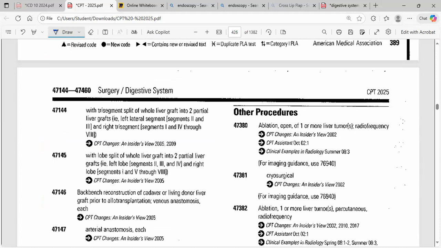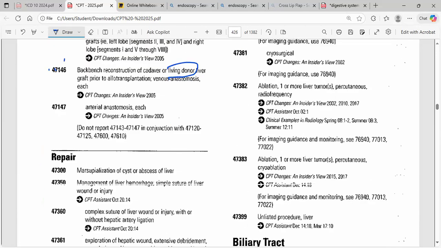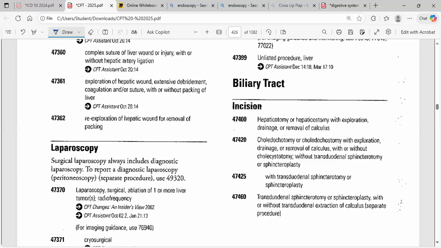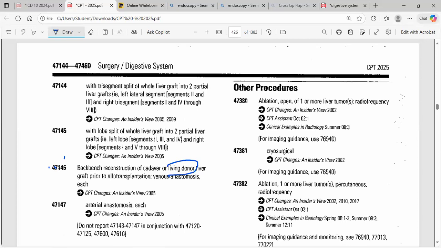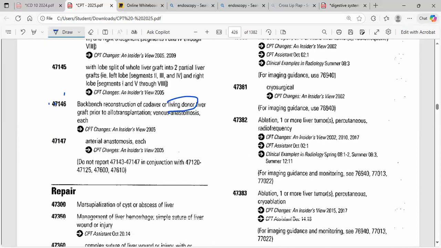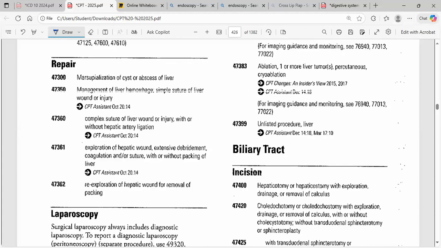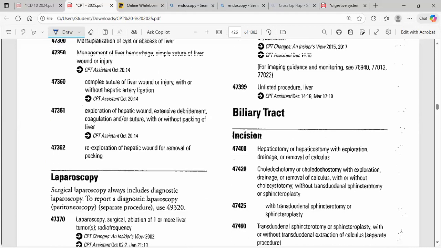And then these are the backbench procedures. So backbench, the previous one is for the cadaver and this one is for the living donor. So, backbench procedure of the living donor. And after the backbench procedure, we have codes for the transplantation, which I showed you earlier. So any allotransplantation includes three procedures: first donor, then backbench work, and third recipient hepatectomy or the recipient location placement.